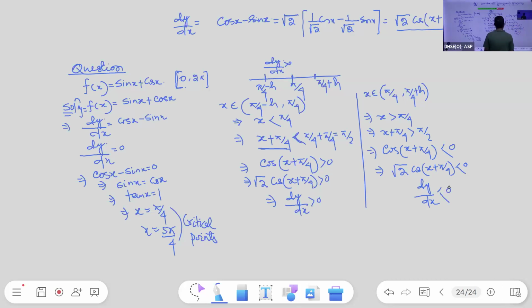In the left neighborhood of the point x is equal to pi by 4, dy upon dx is greater than 0. In the right neighborhood, dy upon dx is less than 0. So dy upon dx changes its sign from positive to negative. So x is equal to pi by 4 is the point of local maximum.